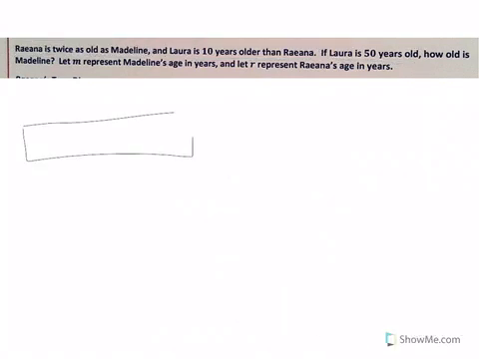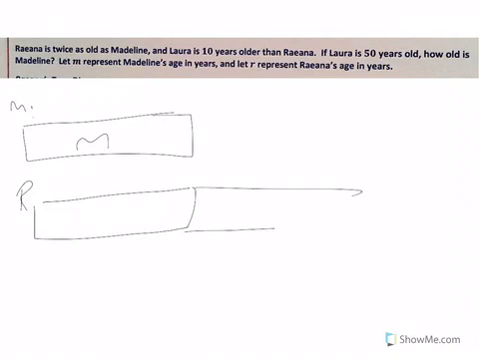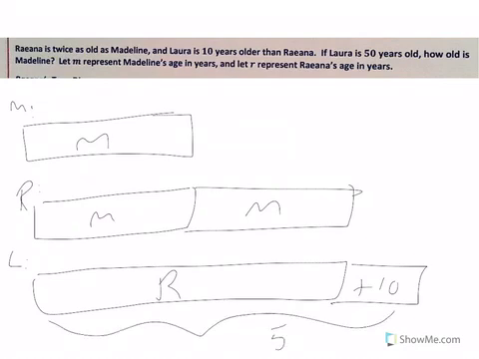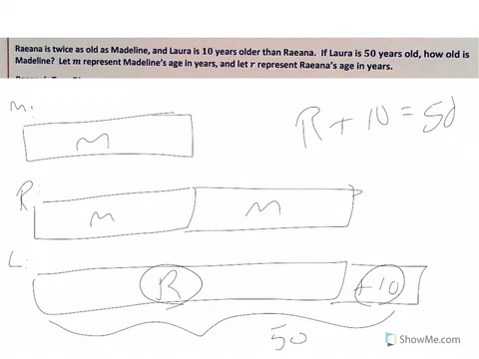All right, so we have Madeline. I'll put M here for Madeline. Raina is twice that amount, so that means Raina is 2 Madelines. And then Laura is the same age as Raina plus 10. I also know that Laura is 50, so we have R plus 10 equals 50. We want to get that R by itself.